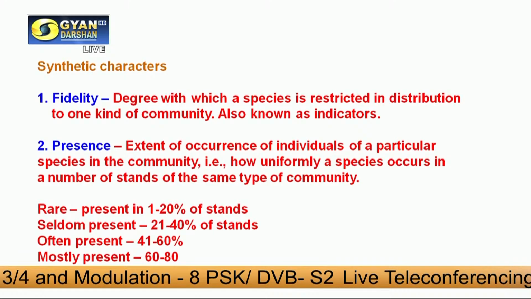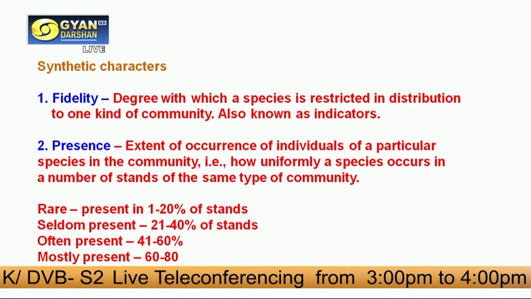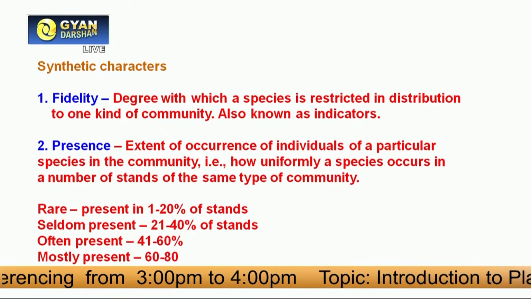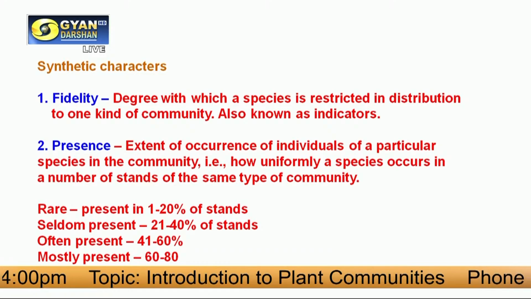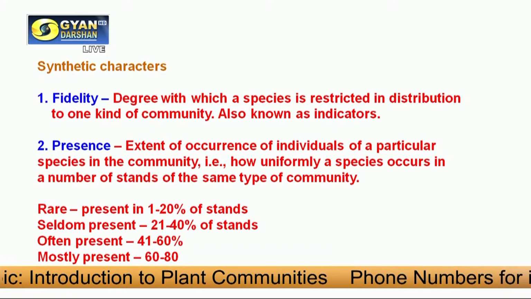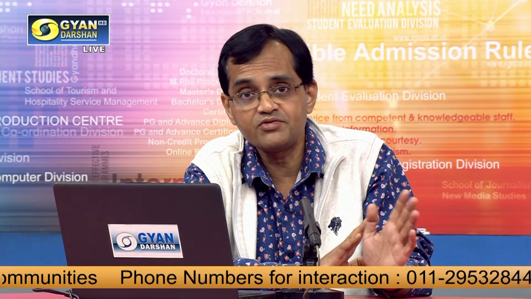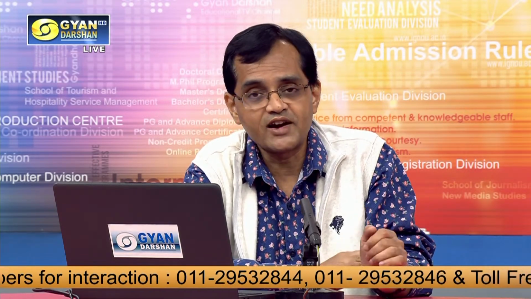Now we come to synthetic characters. One is fidelity. That is the degree with which a species is restricted in distribution to one kind of community, also known as indicators. There are many species which are restricted to one community only. They are not very dispersive. So that is called fidelity.